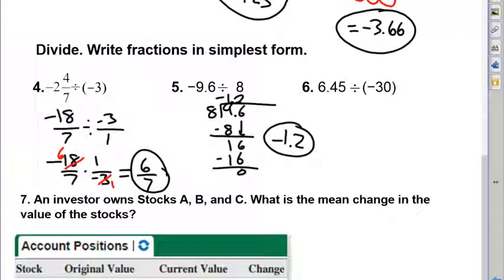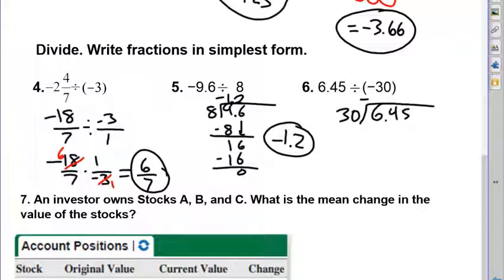Our last problem, number 6, 6.45 divided by negative 30. I'm going to write it 6.45 divided by, I'm just going to write down positive 30, but I know the result of a positive divided by a negative will be negative.